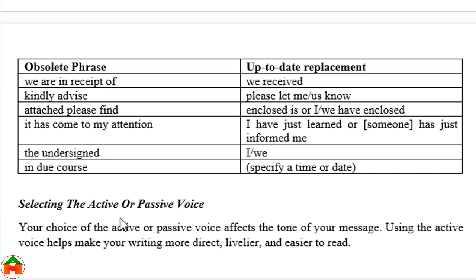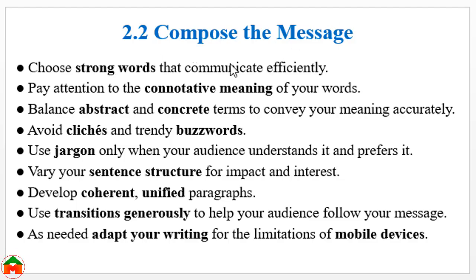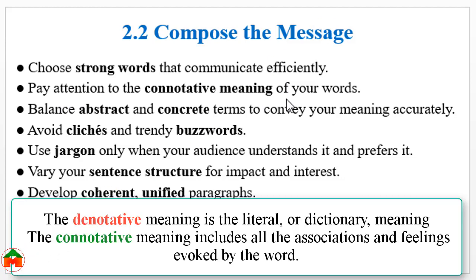And for maintaining clarity, we should focus on active voice. Under the second step, the next activity is compose the message. While composing your message, you have to choose strong words that communicate efficiently. And you have to pay attention to the connotative meaning of your words instead of denotative meanings. Denotative meaning means dictionary meaning, and connotative meaning means the meaning which is indicated by that word.